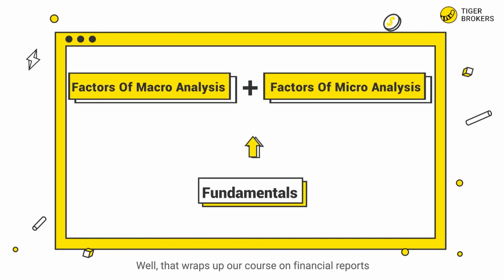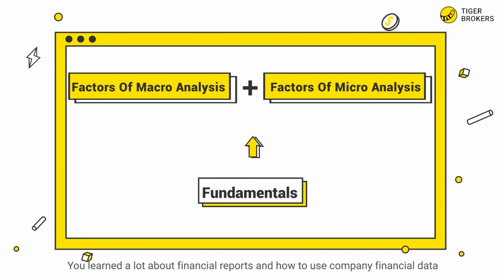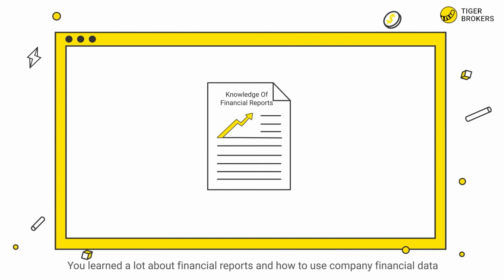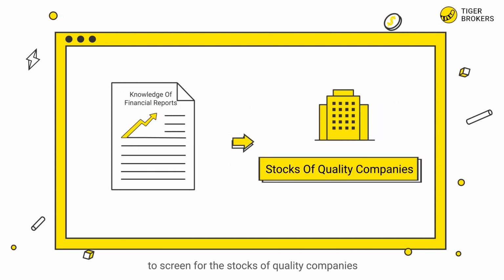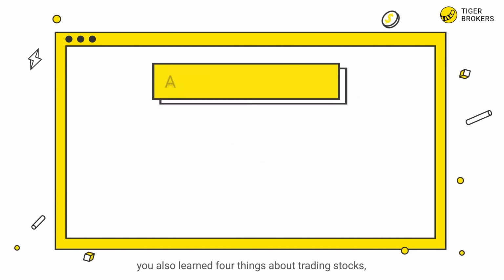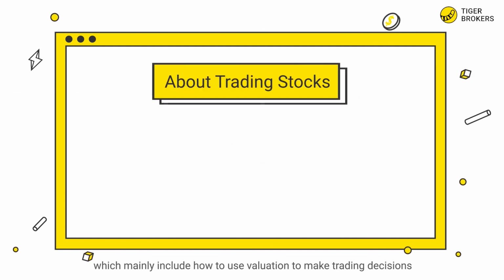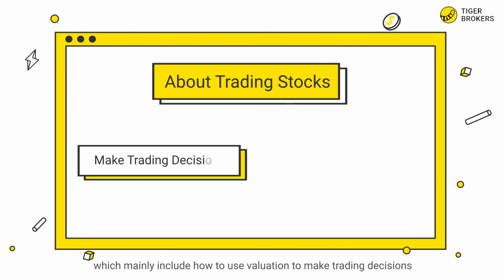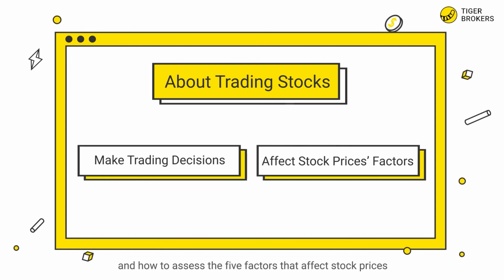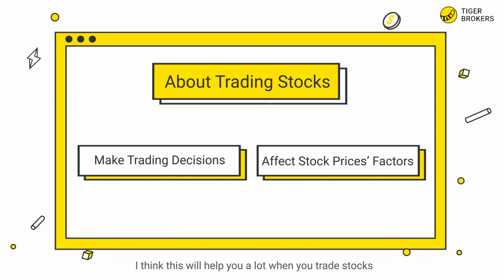Well, that wraps up our course on financial reports. You learned a lot about financial reports and how to use company financial data to screen for the stocks of quality companies. In addition to learning more about financial reports, you also learned 4 things about trading stocks, which mainly include how to use valuation to make trading decisions and how to assess the 5 factors that affect stock prices. I think this will help you a lot when you trade stocks.